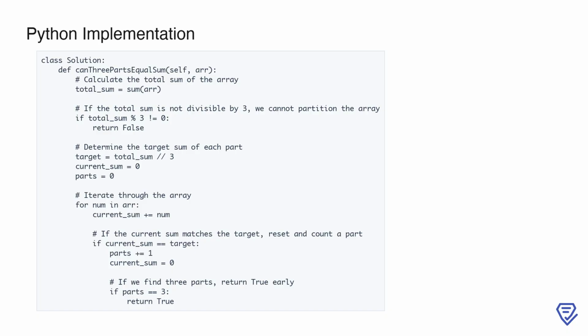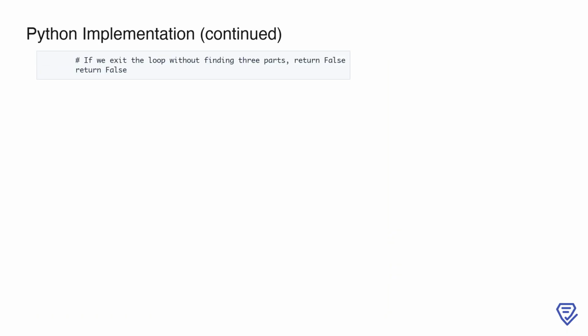At this point, if we've already found 3 parts, we can return true immediately, as we don't need to check the remaining elements. If the loop completes and we haven't identified 3 parts with the target sum, it means the array cannot be partitioned as required. In that case, we return false. This ensures the function handles all possible cases, either exiting early when the condition is met or returning false after fully processing the array. This approach efficiently determines whether the array can be split into 3 equal sum parts by leveraging basic arithmetic and a single traversal of the array.